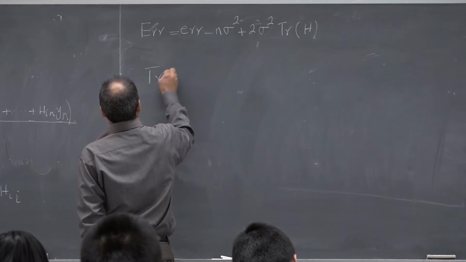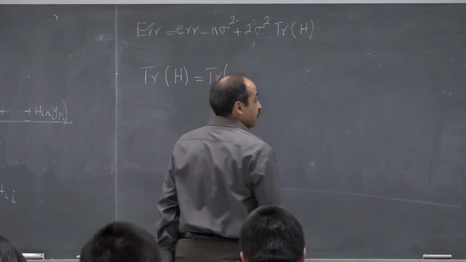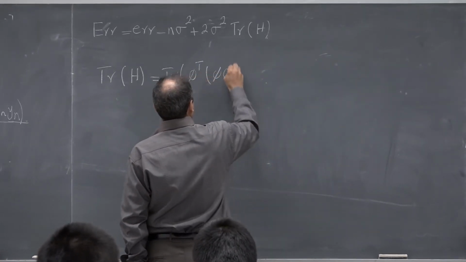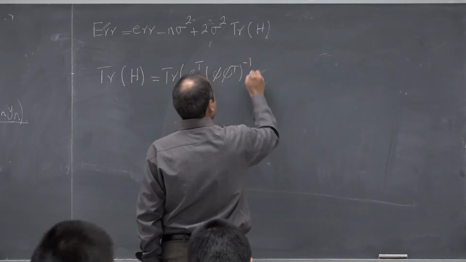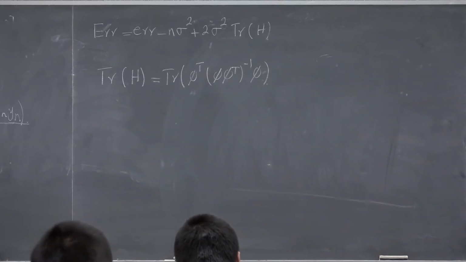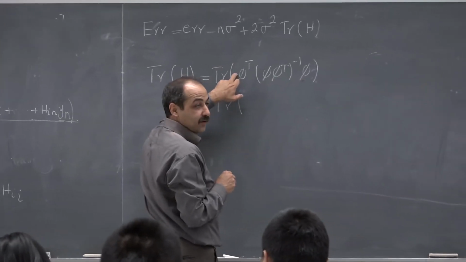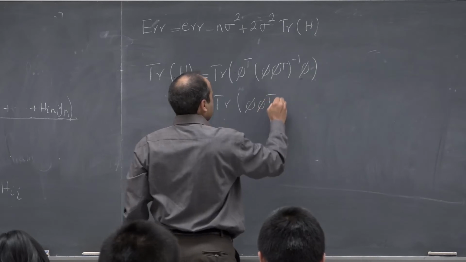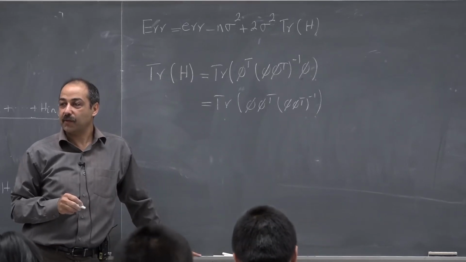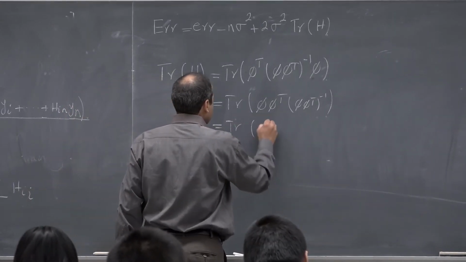Now let's see if we can know what the trace of H is. The trace of H is the trace of phi transpose times (phi phi transpose) inverse times phi. And phi is a constant that we computed here, right? So I can compute this trace. I can move this phi around, so it's the trace of phi phi transpose times (phi phi transpose) inverse. That is the identity, so it's the trace of the identity.